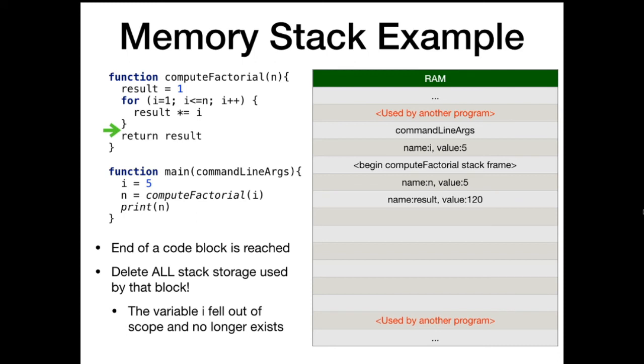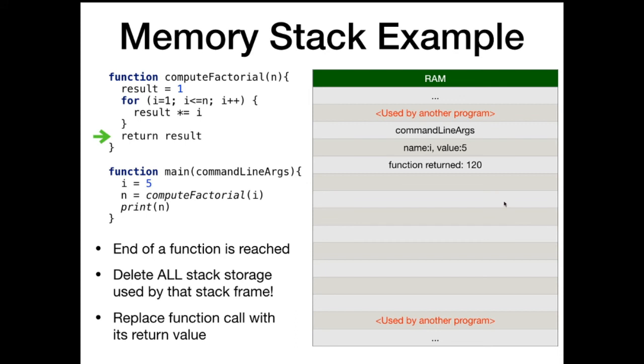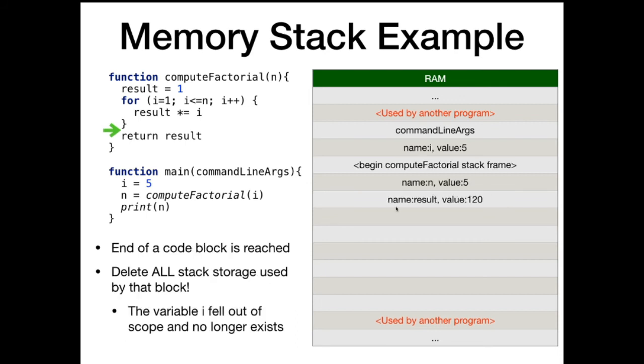Now we reach our return statement. We're going to return the value in result. Result, within this stack frame, there's only one. We're going to return that value 120 from this.